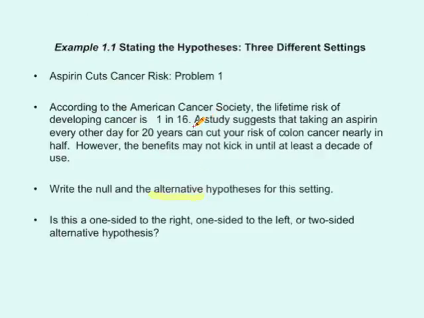So where are you going to find the alternate here? Well, they're talking about a study, so a study must be the researchers. And what it says is that the study suggests that taking aspirin can cut your risk of colon cancer, okay? So the null hypothesis basically says pretty much the opposite of whatever the alternate says. In this case, it would say that taking aspirin doesn't reduce your risk of colon cancer, okay? So let's go ahead and type that up here.